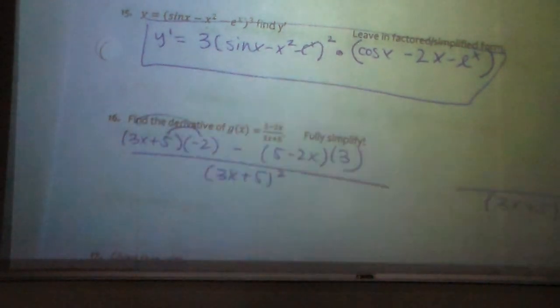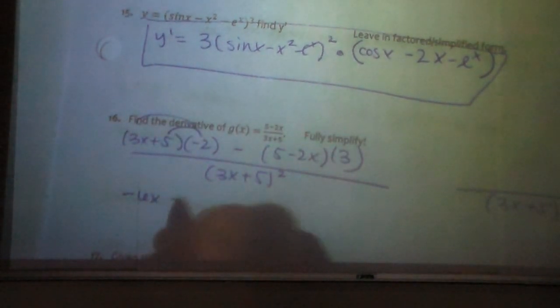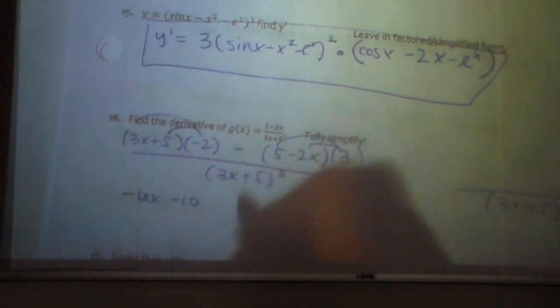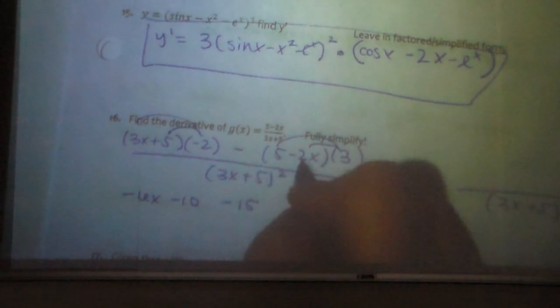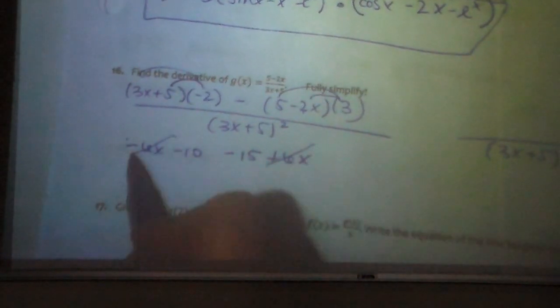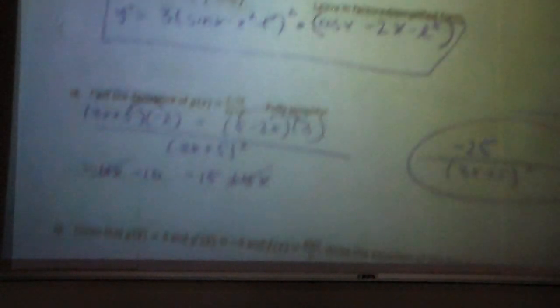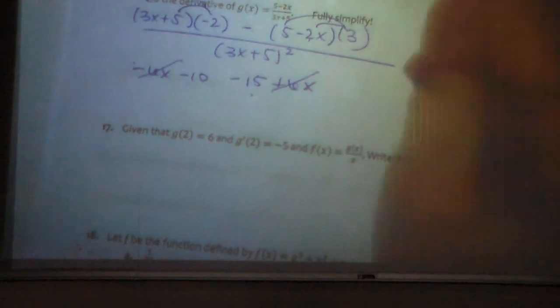I'm going to distribute this negative 2, so that's negative 6x minus 10, and distribute this 3 and the negative, so this will become minus 15, and then plus 6x. Negative 6x plus 6x goes away, negative 10 minus 15 is negative 25, so then there's our answer. This is our g prime.